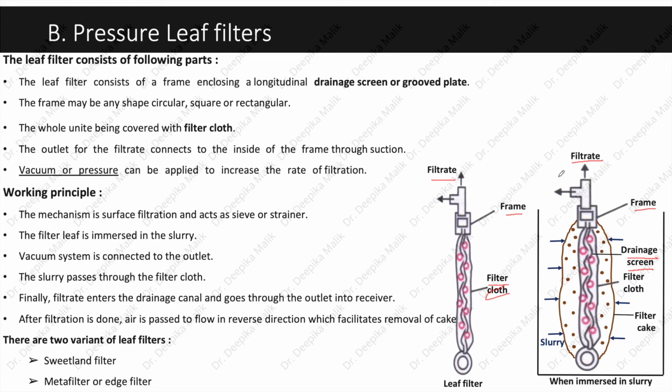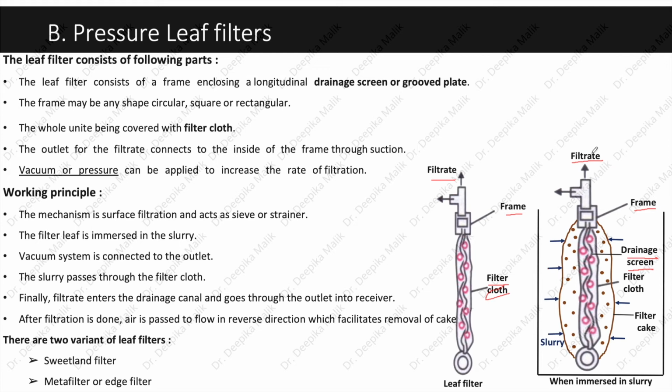Coming to its working principle, the mechanism is surface filtration and this leaf filter acts as a sieve or strainer. To start the filtration process, the leaf filter is first immersed in the slurry. When vacuum or pressure is applied to the vacuum system which is connected to the outlet, the slurry passes through the filter cloth. Finally, after filtration, the filtrate enters the drainage canal and goes through the outlet into the receiver where the filtrate is collected.